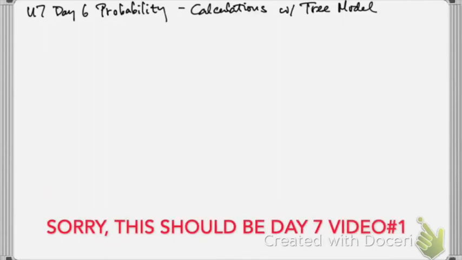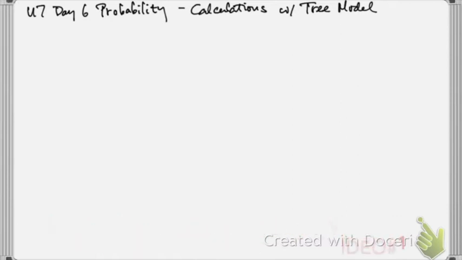Hello students, in this last video on day 6, we're going to talk about two topics. One is how to calculate some of the more complex probability situations, as well as review the tree model. You might have seen that from geometry in the past, but we're going to use it fairly heavily. Okay, let's get started.